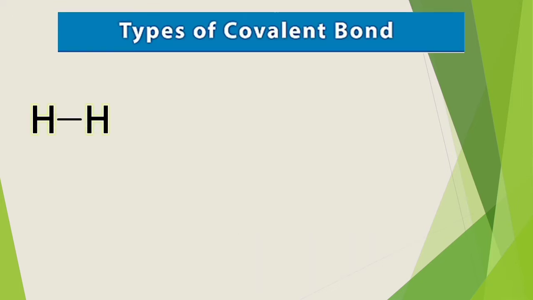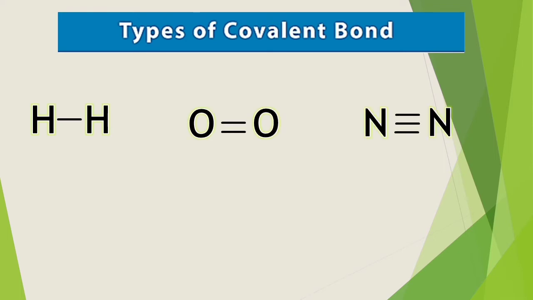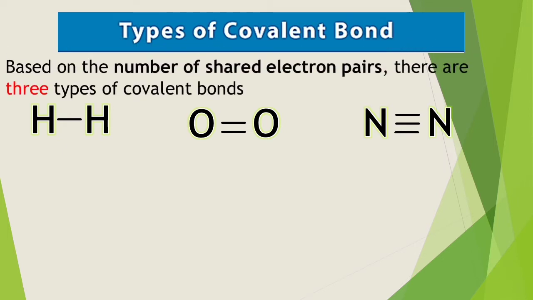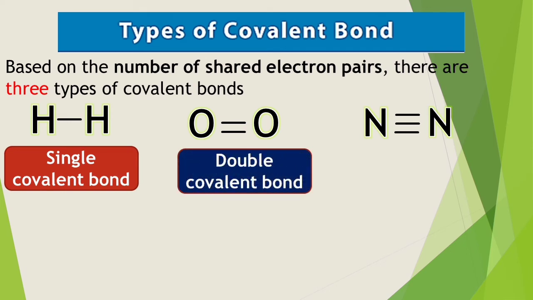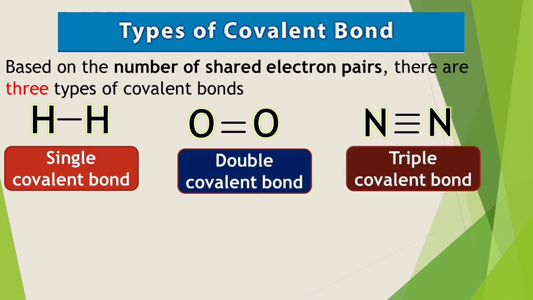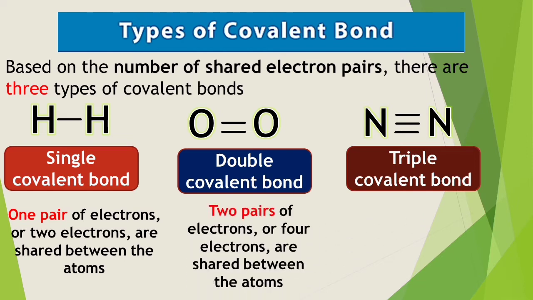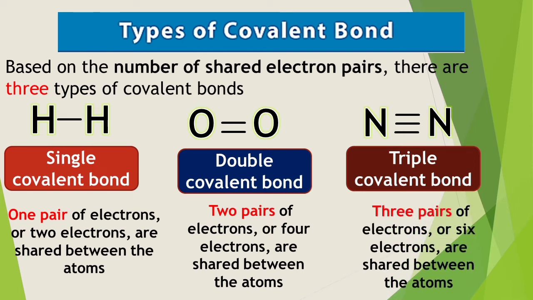So from the 3 examples that we have seen, that is the formation of hydrogen, oxygen and nitrogen molecules, we can understand that there are 3 types of covalent bond formed between atoms based on the number of shared electron pairs: single covalent bond, double covalent bond and triple covalent bond. If 1 pair of electrons or 2 electrons are shared among the atoms, we call it a single covalent bond. When 2 pairs of electrons or 4 electrons are shared between the atoms, it is known as a double covalent bond, and in a triple covalent bond, atoms share 3 pairs of electrons or 6 electrons among each other.